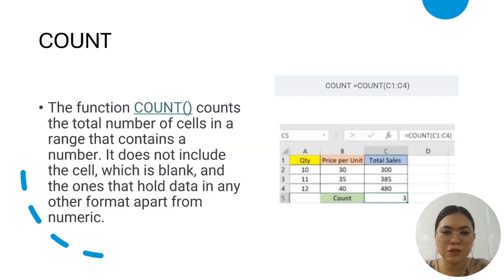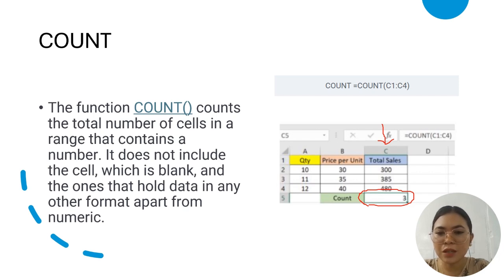Now, for the count function, of course, it counts the total number of cells in a range that contains a number. So it does not include the cells which are blank and the ones that hold data in any other format apart from numeric. So basically, it just counts kung ilang cells ang may value and yung value na yun pertains to number values.